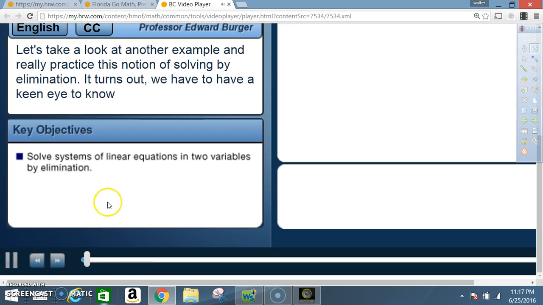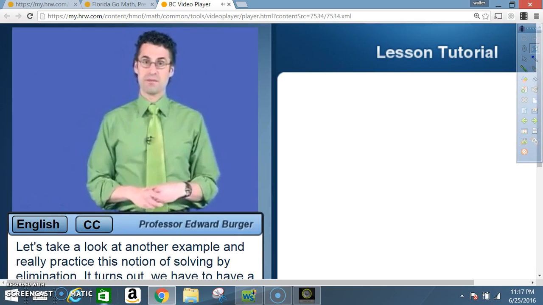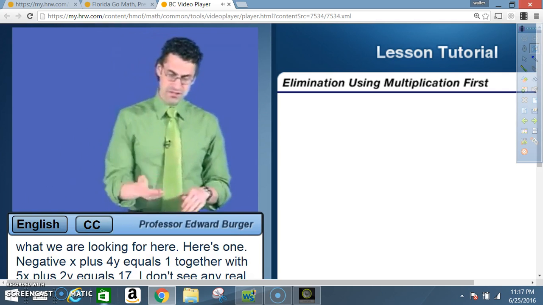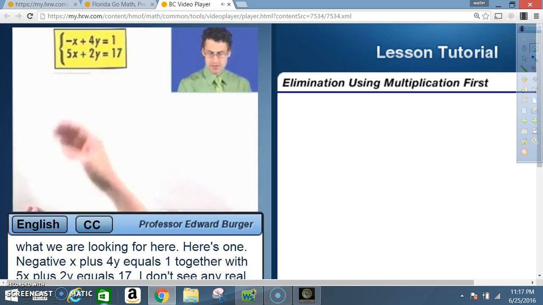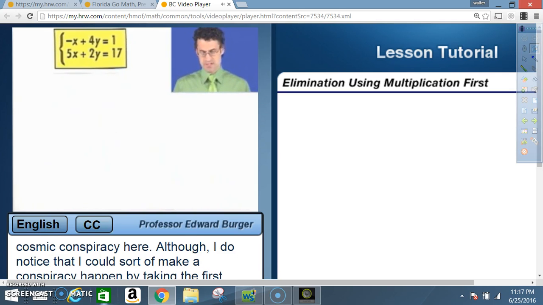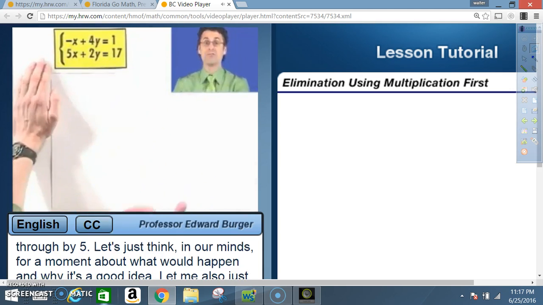All right, let's take a look at another example and really practice this notion of solving by elimination. Turns out we have to have sort of a keen eye to know what we're looking for here. So here's one. Negative x plus 4y equals 1, together with 5x plus 2y equals 17. Now I don't see any real kind of cosmic conspiracy here, although I do notice that I could make a conspiracy happen by taking the first equation and multiplying it all through by 5.